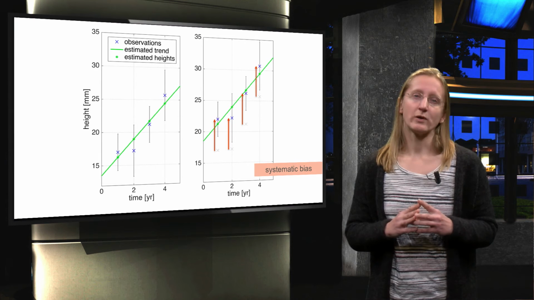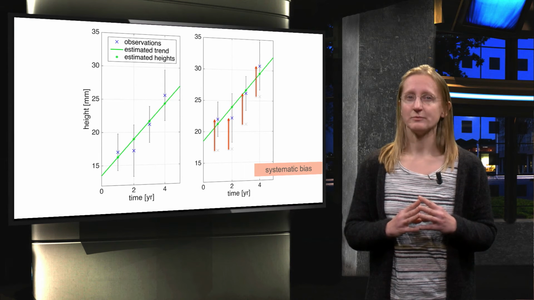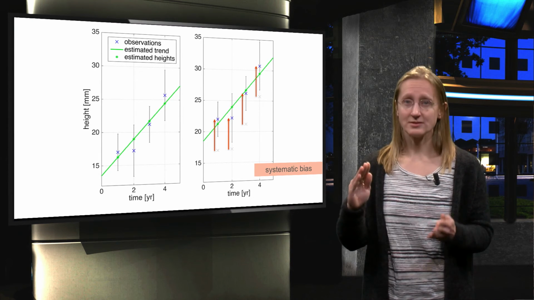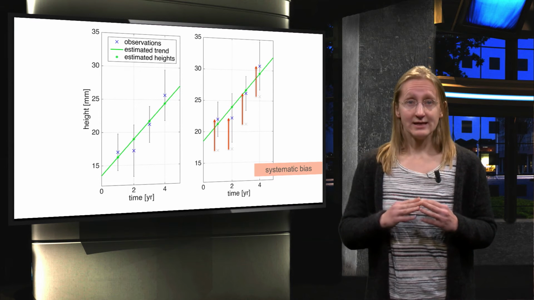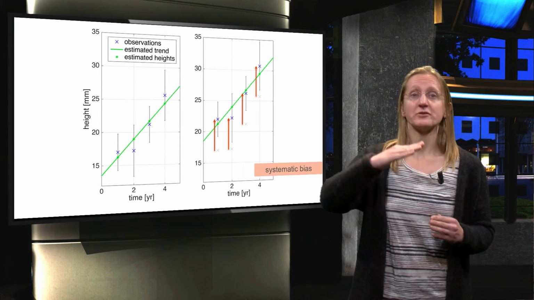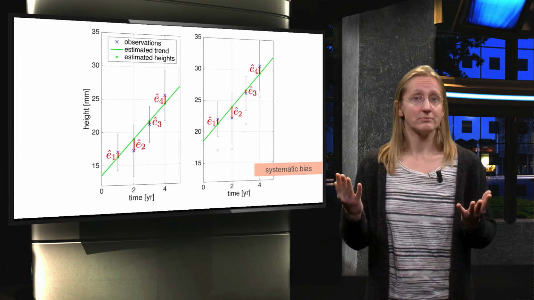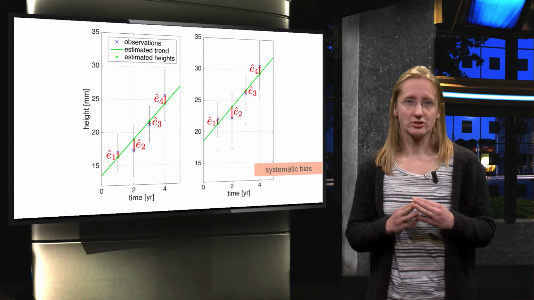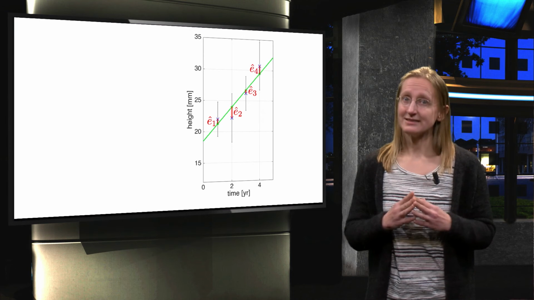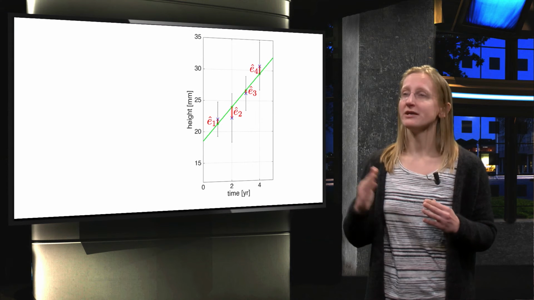Then a special case where all measurements are affected by the same constant systematic bias. The estimated trend line is completely shifted upwards, but the residuals are unchanged. Can we detect that something is wrong here if we only have this result?